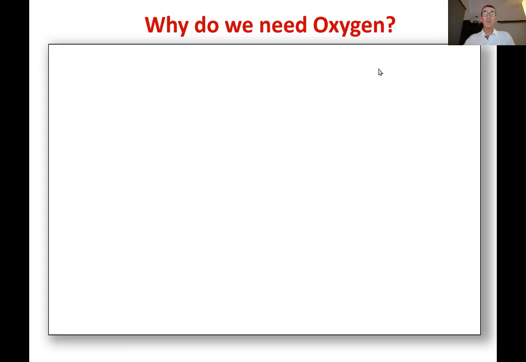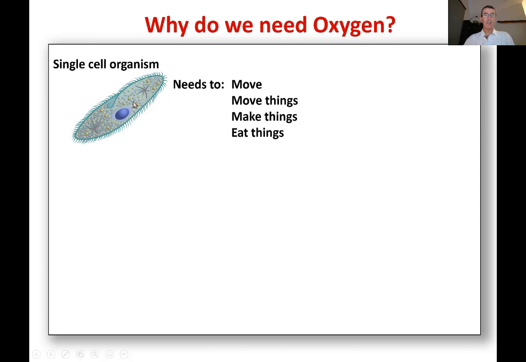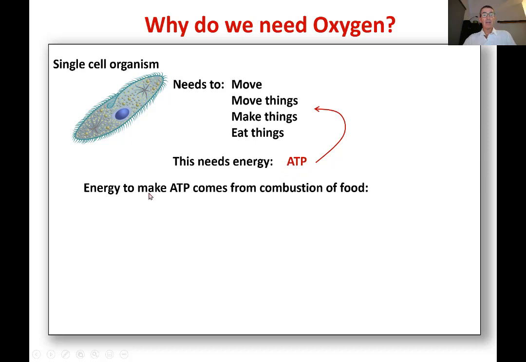We'll start with a simple question, which is why do we need oxygen? If we start with a single cell organism, that cell obviously needs to do things. That includes moving things, making things, eating things. And that needs energy, which most of you know is ATP. Energy to make ATP comes from the combustion of food.